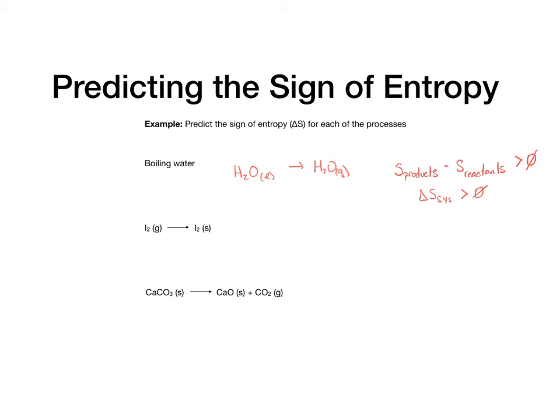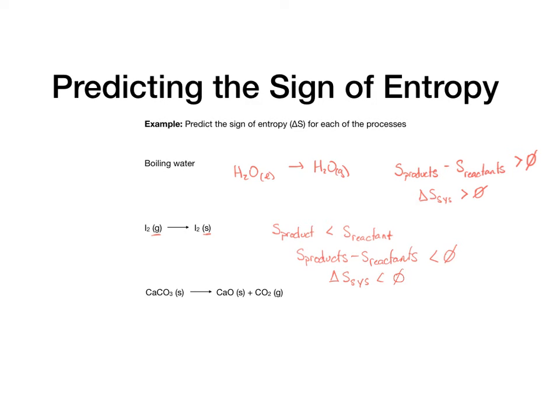Okay, so in this example, we have iodine gas going to iodine solid. And so the entropy of the product should be less than the entropy of the reactant because we're going from the product as a solid and the reactant as a gas. And so therefore, whenever we do S products minus S reactants, we would expect this to be less than 0. Or we can say that the delta S of the system should be less than 0 or negative.